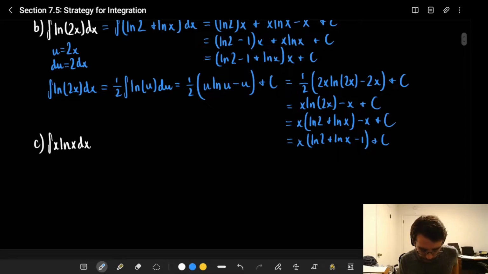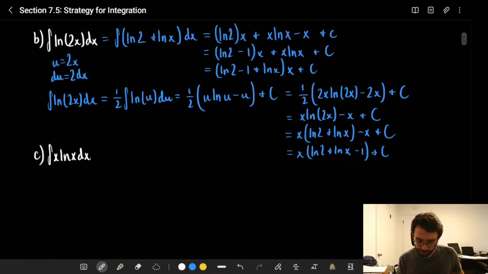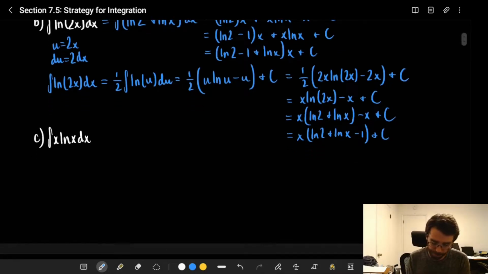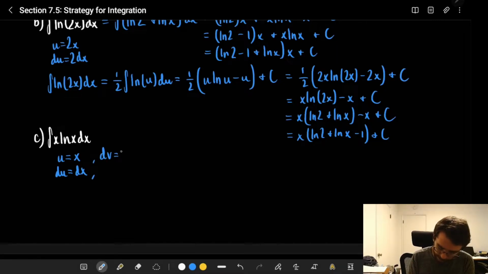Speaking of logs, here's another. x ln x. This definitely feels like integration by parts. Above I said you could use integration by parts to figure out the integral of log x. Here we're doing sort of one extra step, so I'd probably pick u equals x because I want it to get simpler when I differentiate, and then dv is just going to be everything else.